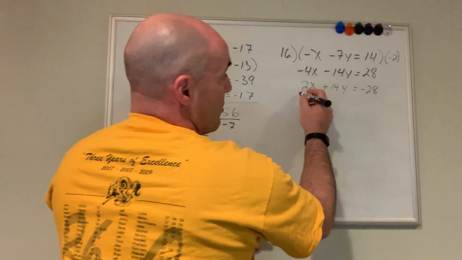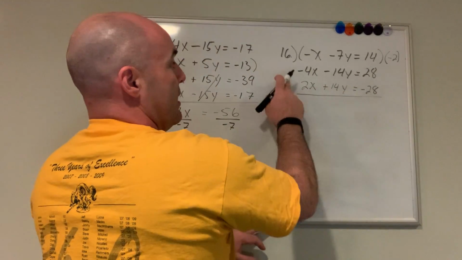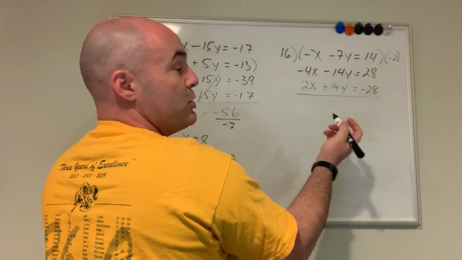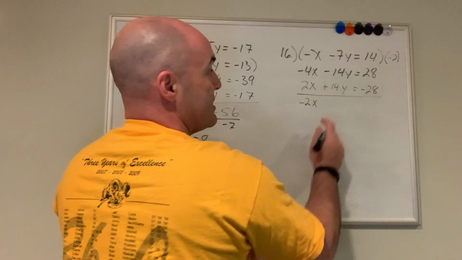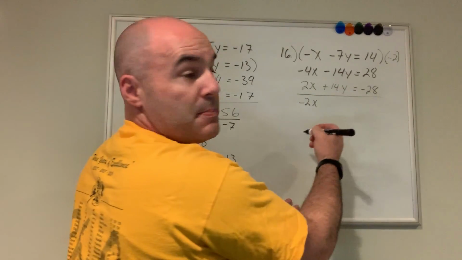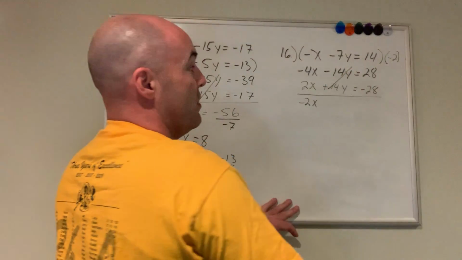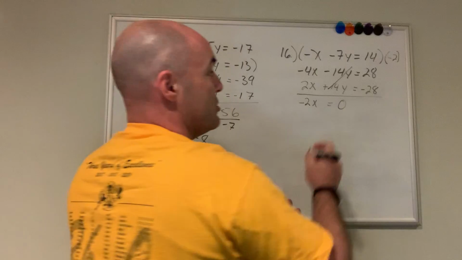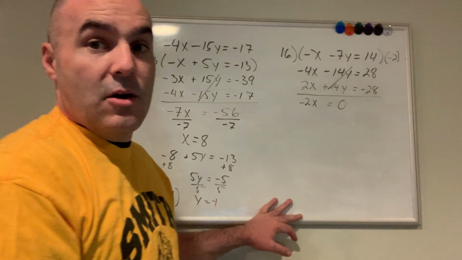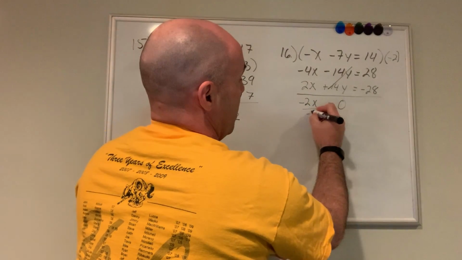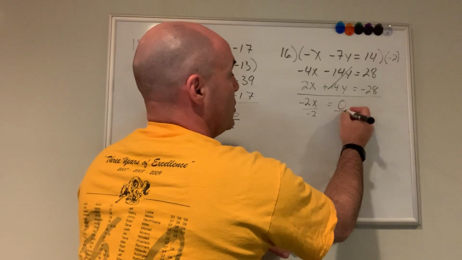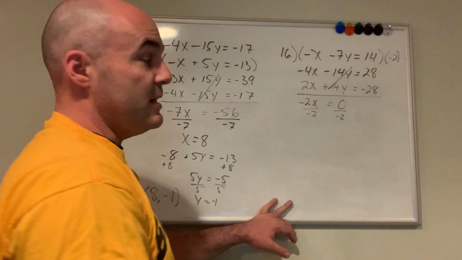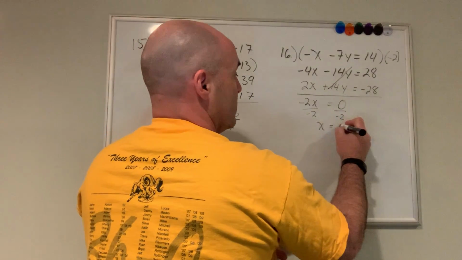Okay, now we're already lined up to eliminate. Negative 4 plus 2x is negative 2x. Anything plus its opposite is 0, so the y eliminates. And anything plus its opposite is 0, so the solution eliminates. Okay, now x is multiplied by negative 2, so we'll divide by negative 2, and x is equal to 0.